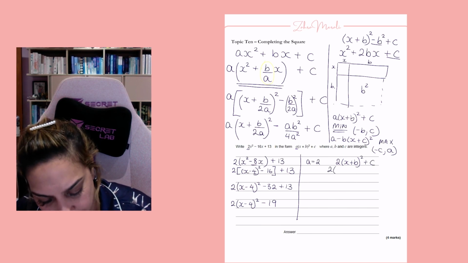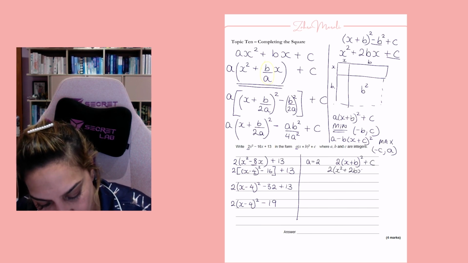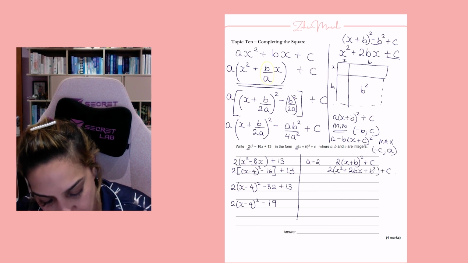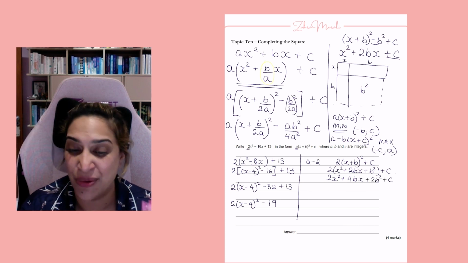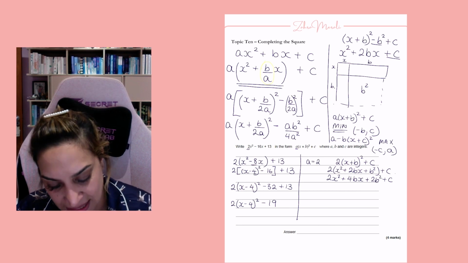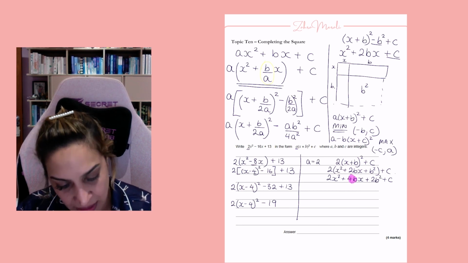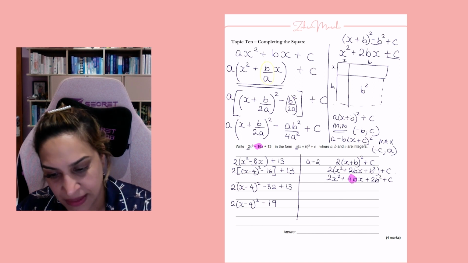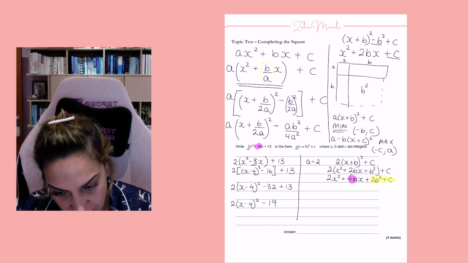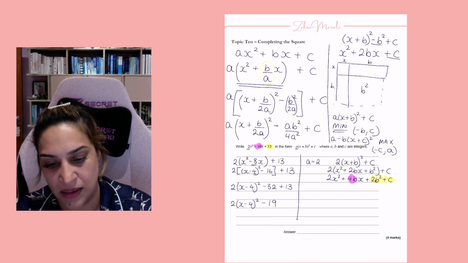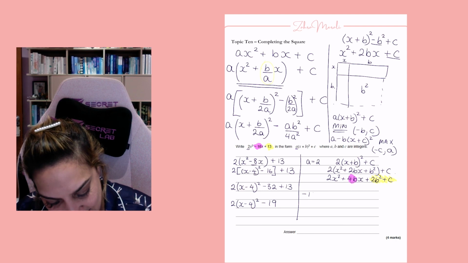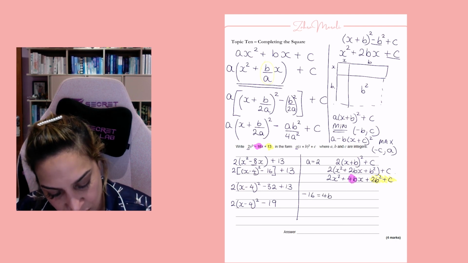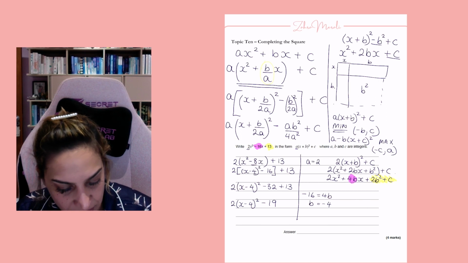If I open that out, I'm going to get 2x squared plus 4bx plus 2b squared plus c. And now I'm going to match things. So I can see that my 4b is the same as my minus 16, and everything else is equivalent to 13. So what does that leave me with? It leaves me with minus 16 equals 4b. So b must be minus 4, which is what we got here.